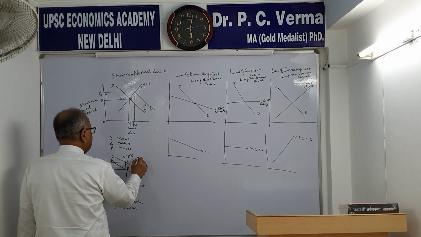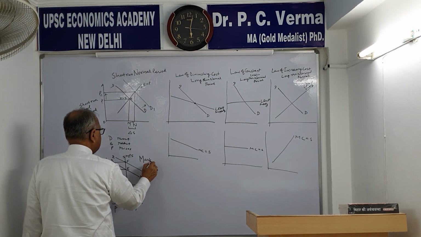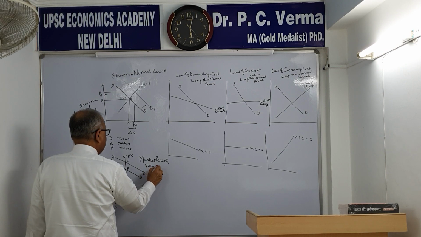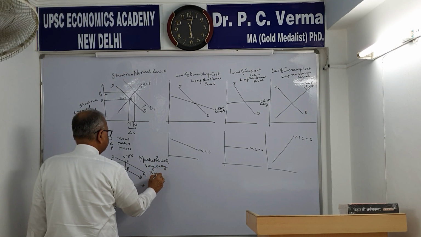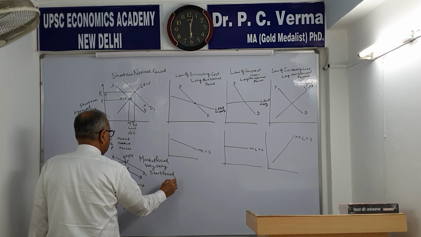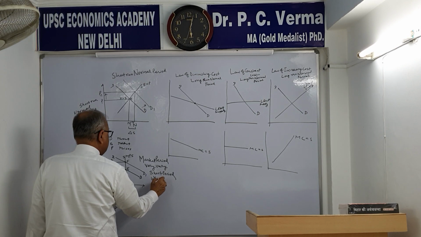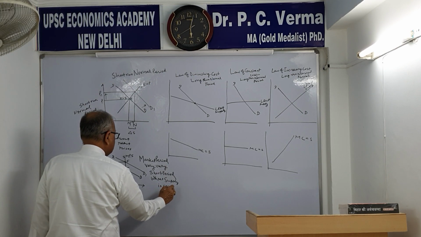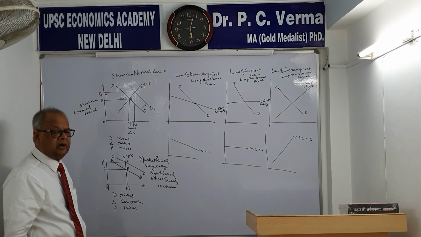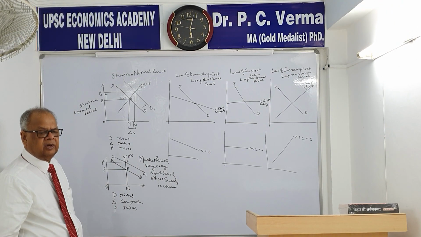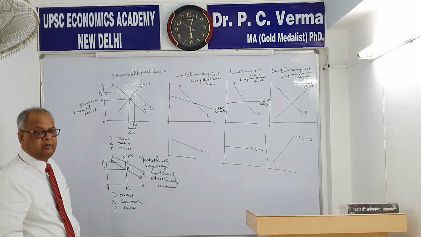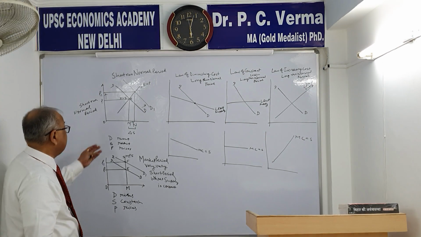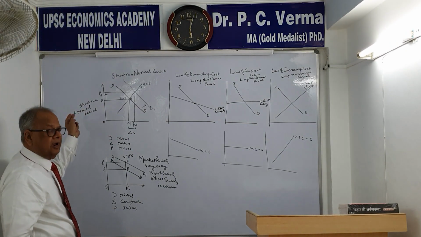This is known as market period, which is also known as very, very short period, where supply is constant. Because market is a very, very short period, market is only for a few hours. Then whatever supply has arrived, that is final. Now it is demand which will decide the price. If demand is higher, price will be higher. If demand is lower, price will be lower.